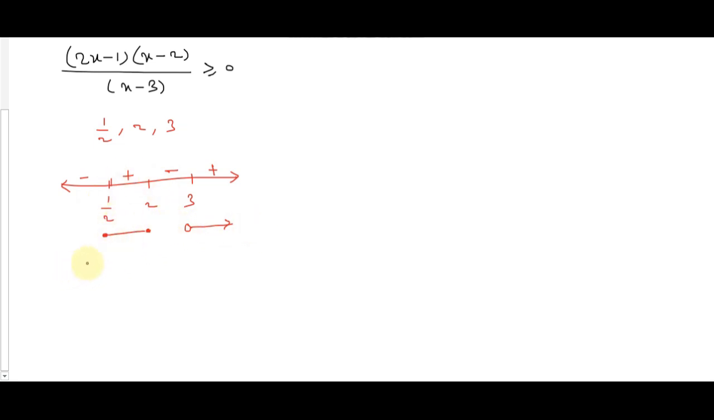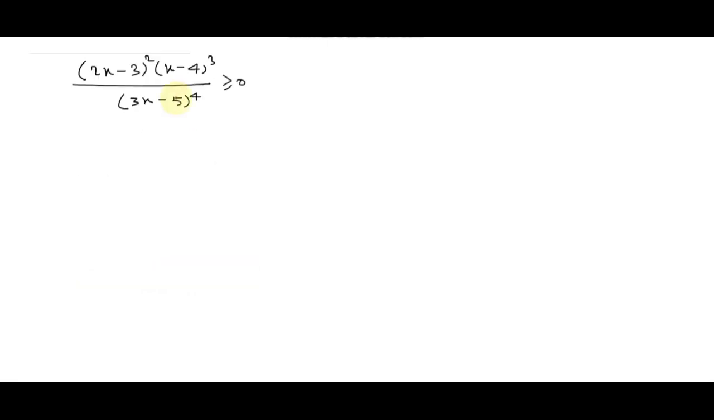So the required answer is x belongs to square bracket 1 by 2 comma 2 square bracket close, union round bracket 3 comma infinity.